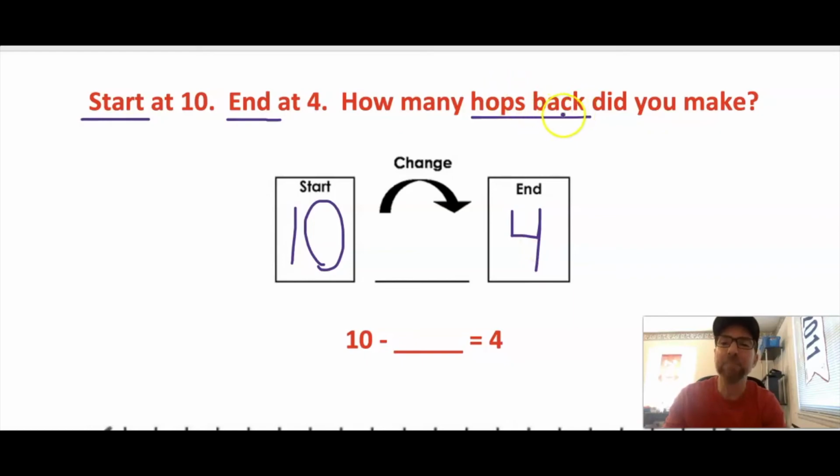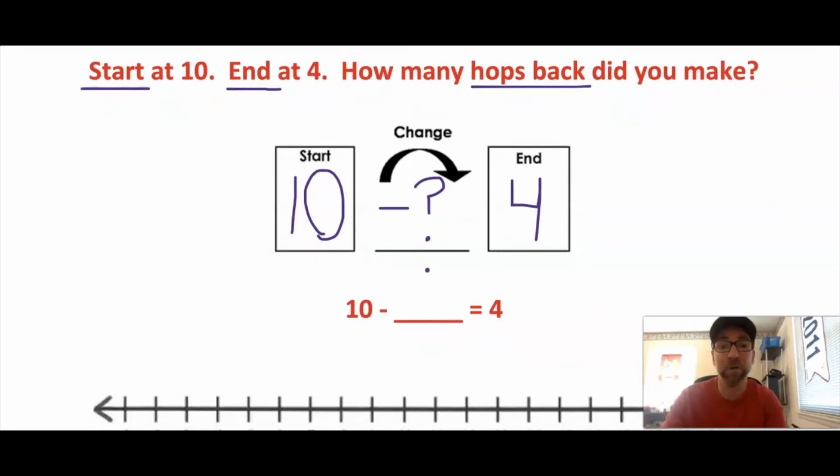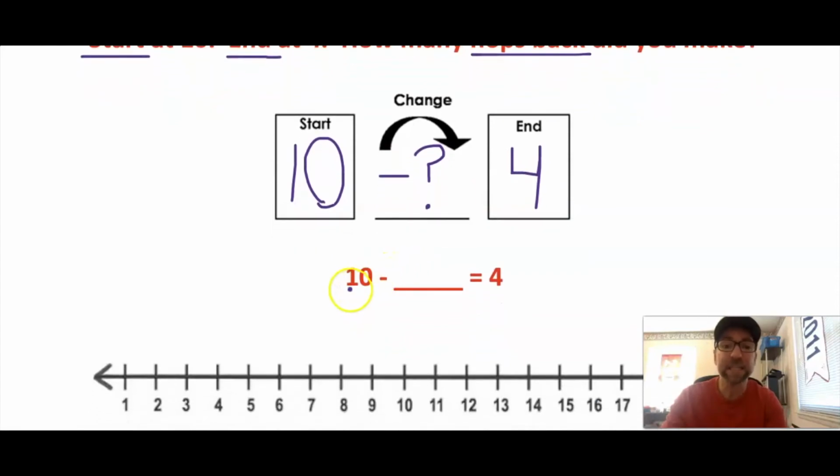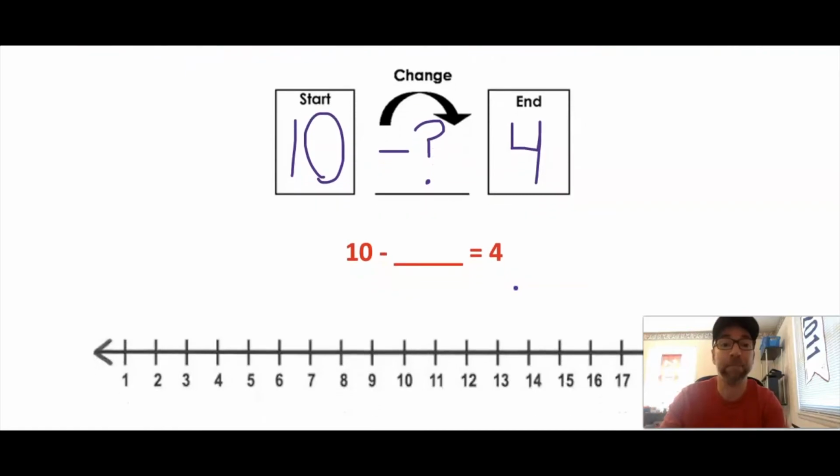How many hops back did you make? And whenever we make a hop, that's our change. So if I'm making hops backwards, that's minus. We're subtracting. So I'm going to put a question mark because I don't know. So now my number model is going to look like this. 10 minus a missing number equals 4. So let's solve this one on our number line.